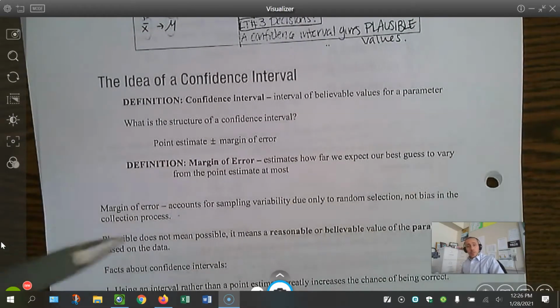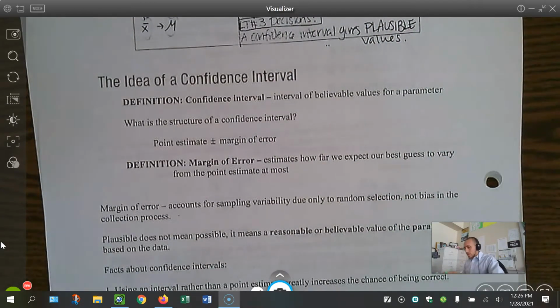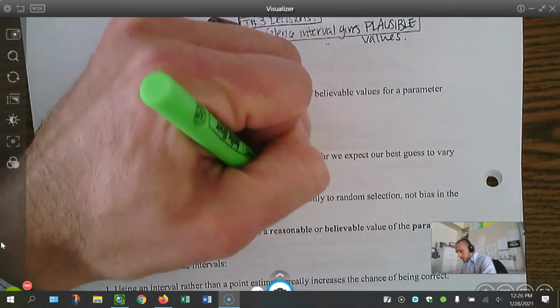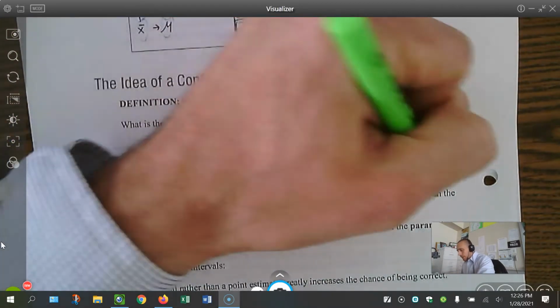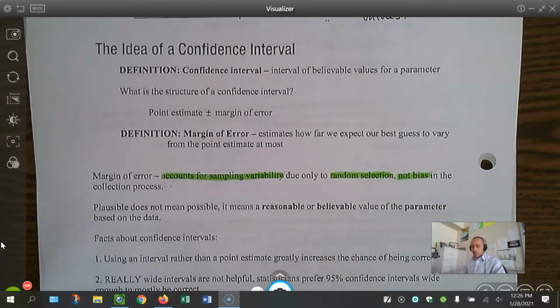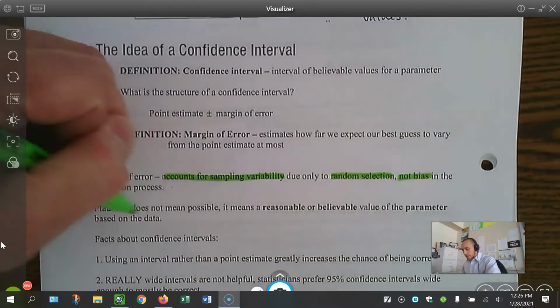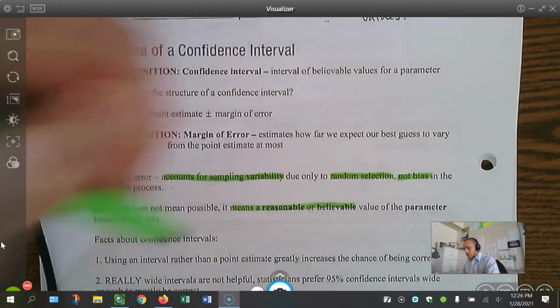One thing that the margin of error does is it accounts for sampling variability due to the random assignment or the random selection, but not bias. So if you don't have a random sample, or you have non-response bias or undercoverage, margin of error is not going to account for that. Plausible, I mentioned this before, means reasonable or believable values for the parameter.